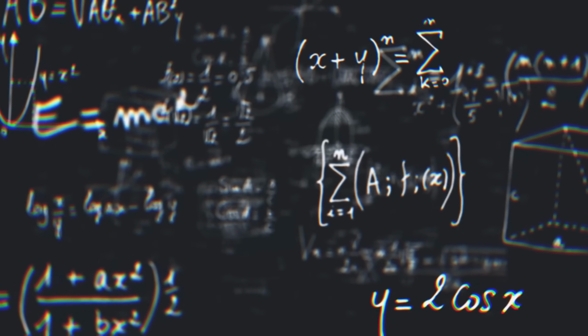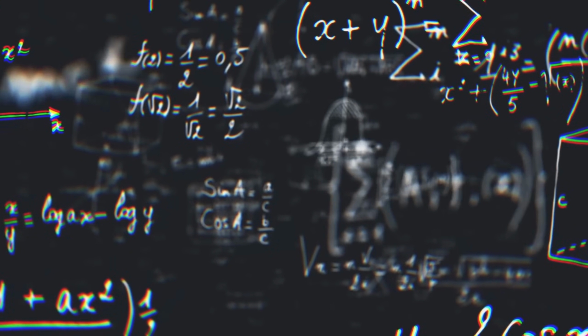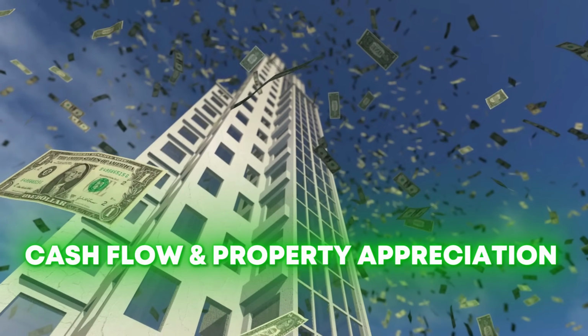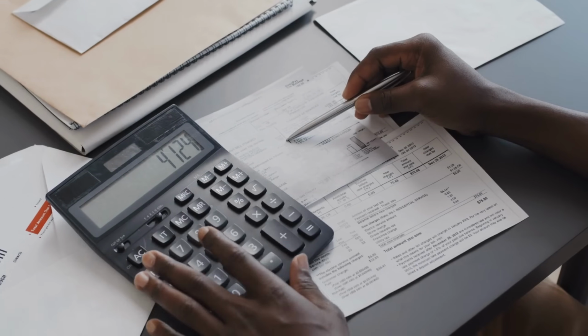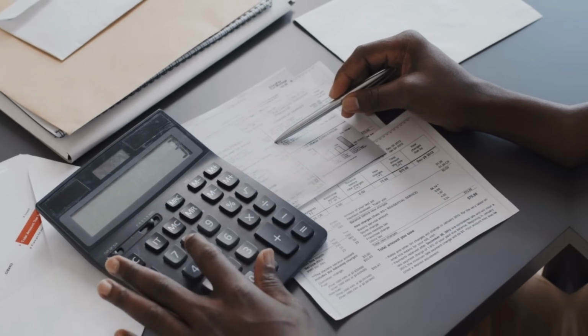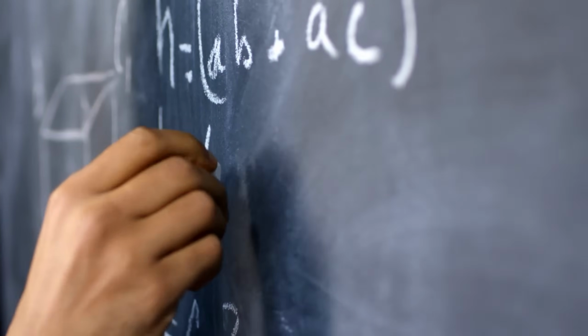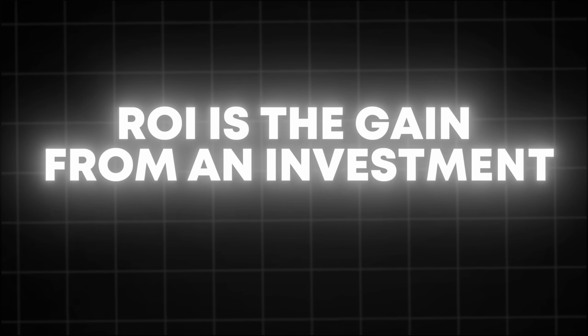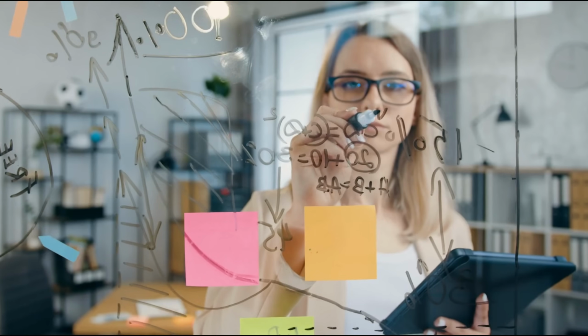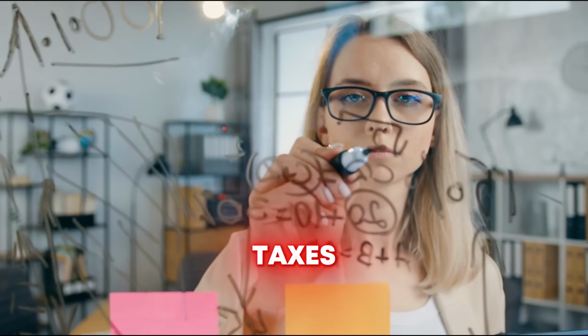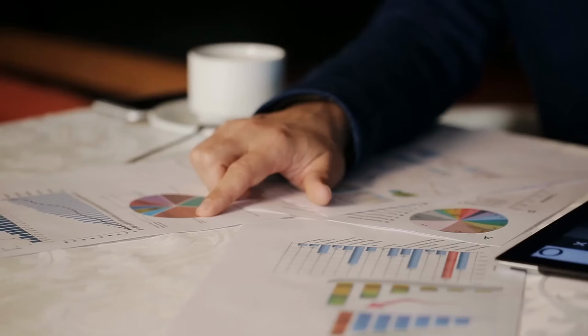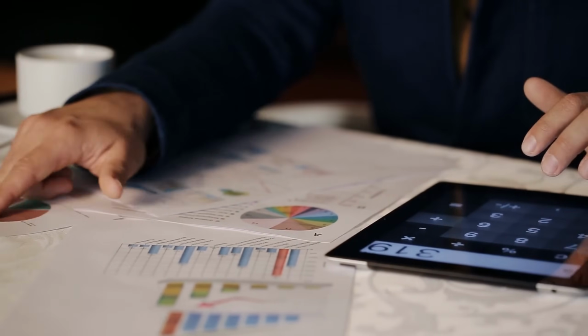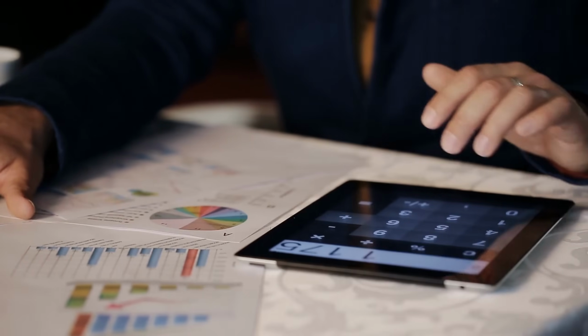We'll break down the ROI formula step by step, covering everything from cash flow and property appreciation to expenses that impact your ROI. At its core, the formula is simple. ROI is the gain from an investment divided by its cost. But here's the catch. What exactly counts as a gain? How do you properly account for expenses, taxes, and potential appreciation? We'll walk through all these questions so you can calculate ROI with confidence and make data-driven decisions that get real results.